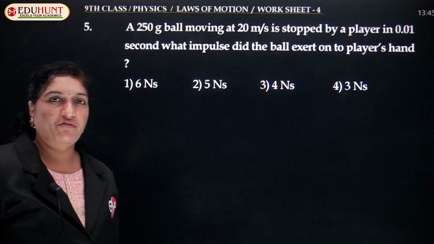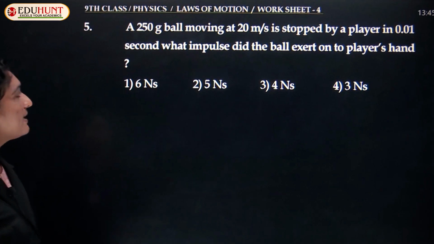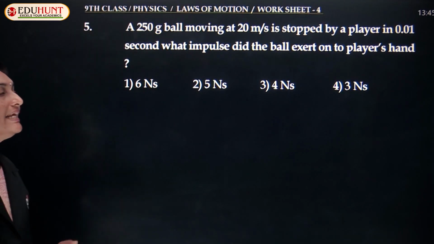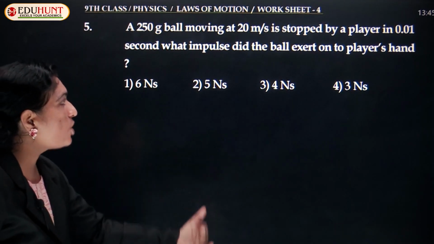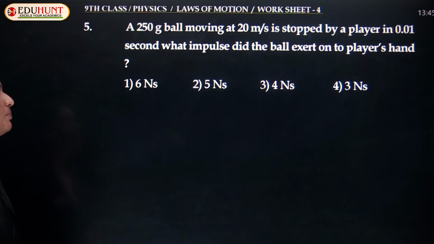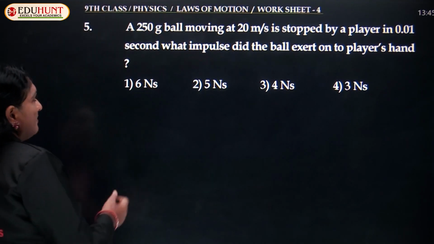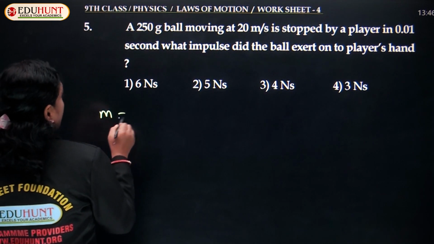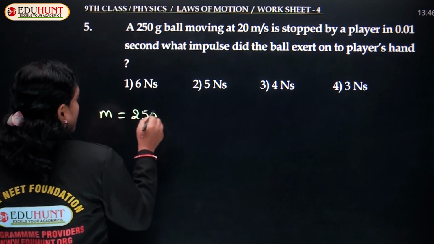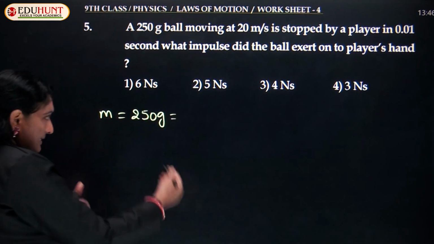Question number 5. A 250-gram ball moving at 20 meter per second is stopped by a player in 0.01 seconds. So maybe it is confusing. So let us write the given data. Mass is given as 250 grams. Let us convert this in SI units.